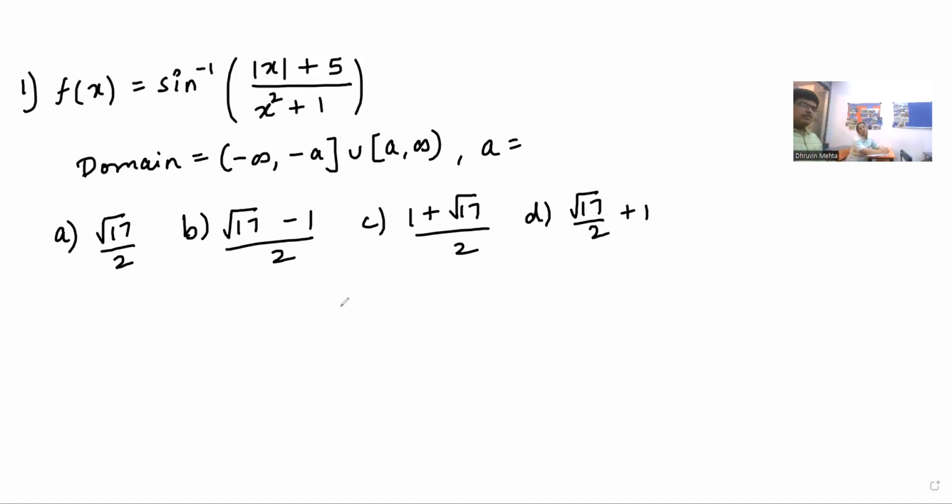Let us first focus on the domain. Over here, we can say that mod x plus 5 upon x square plus 1, this whole thing has to be between -1 to 1. And now we will solve this. So how do we solve this?